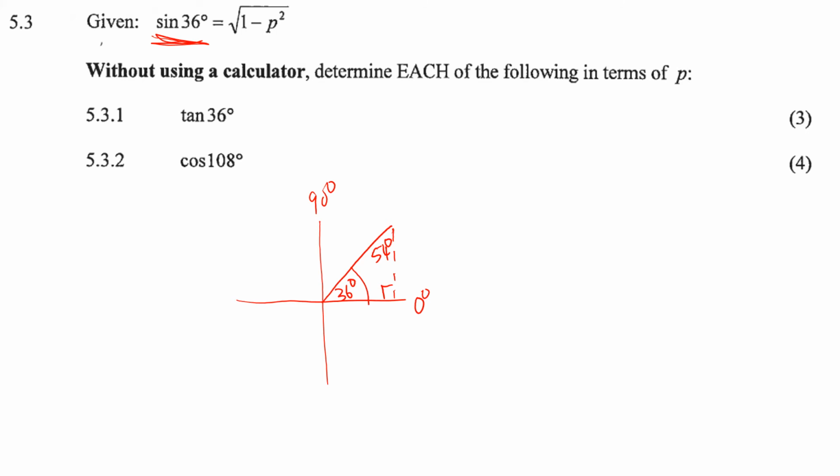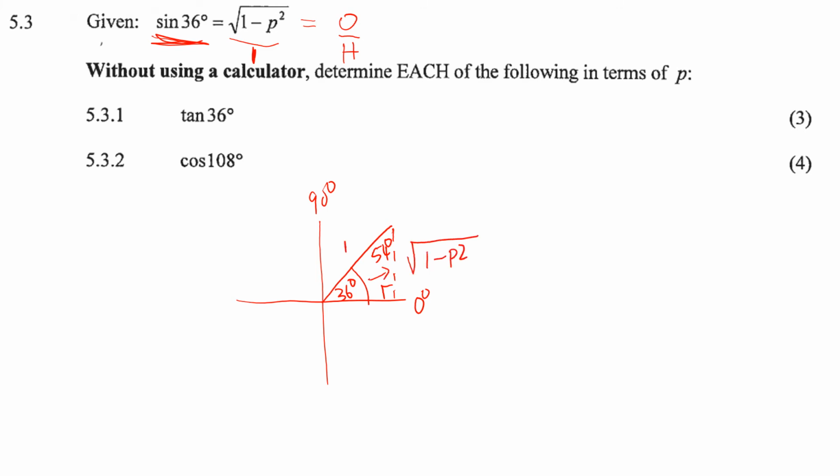Okay, so after this you are given that sine 36 is equal to what? Root of 1 minus p squared. And we know that sine is the same as opposite over what? Hypotenuse, right? Obviously our hypotenuse here is 1, so that it can give us root of 1 minus p squared. So what is our opposite? Our opposite is root of 1 minus p squared.